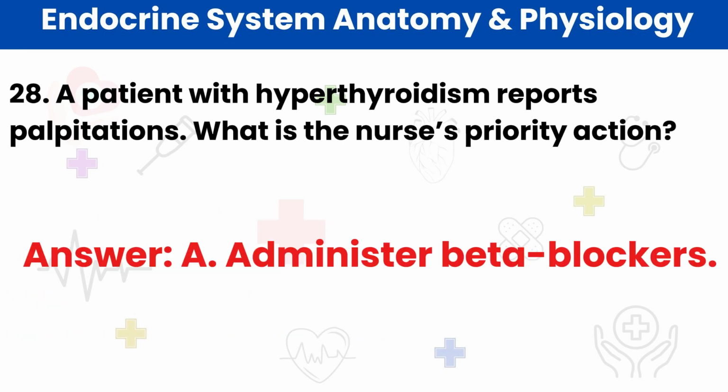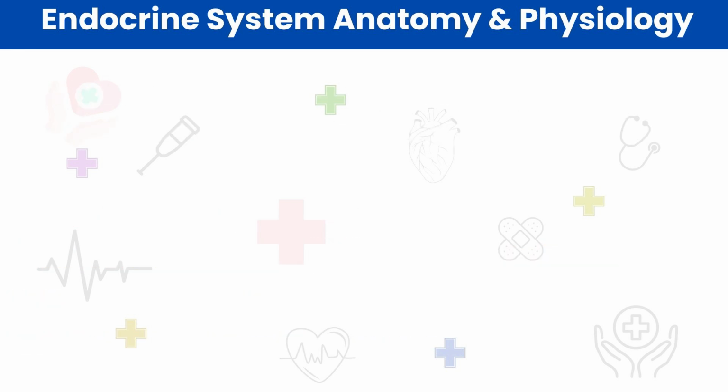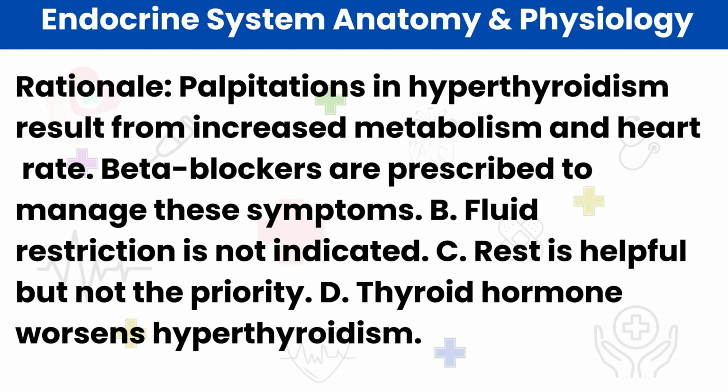Answer: A. Administer beta blockers. Rationale: palpitations in hyperthyroidism result from increased metabolism and heart rate. Beta blockers are prescribed to manage these symptoms. B. Fluid restriction is not indicated. C. Rest is helpful but not the priority. D. Thyroid hormone worsens hyperthyroidism.